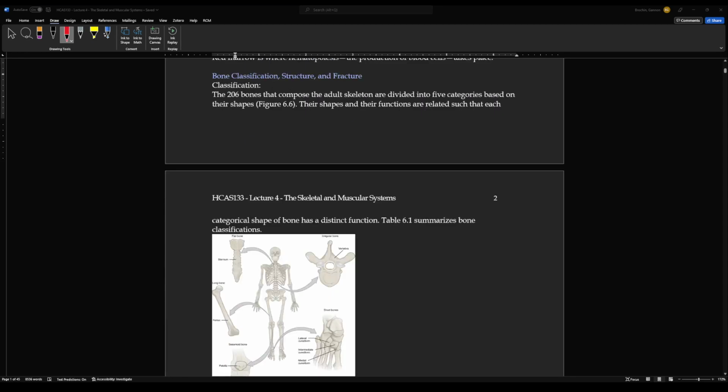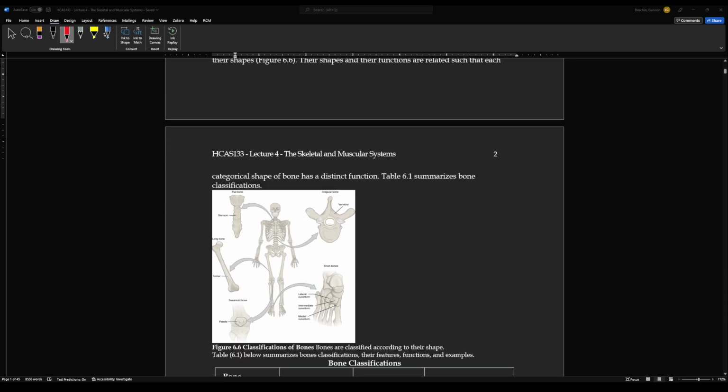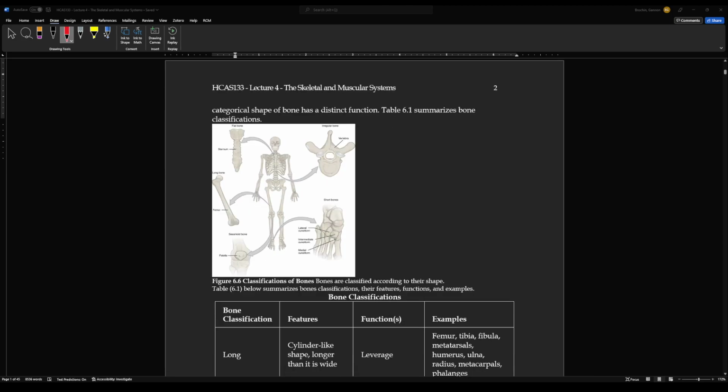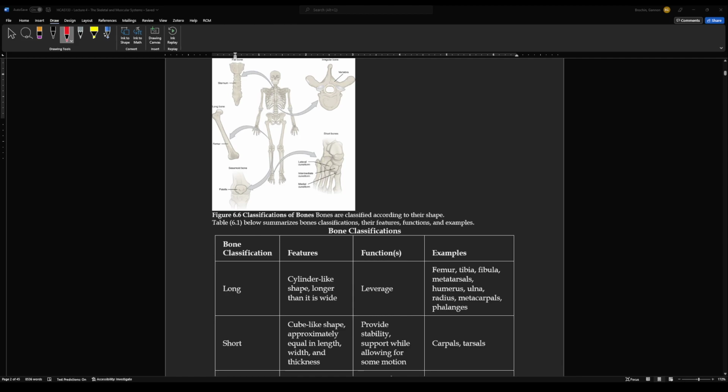So moving on, the normal average human will have 206 bones. There's many different types of bones. It is somewhat common for the average person to also have an extra one or two bones. It's a very standard developmental thing. But moving on, we've got basic classifications.